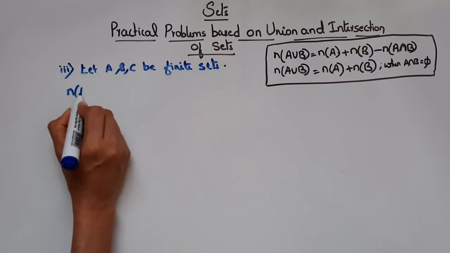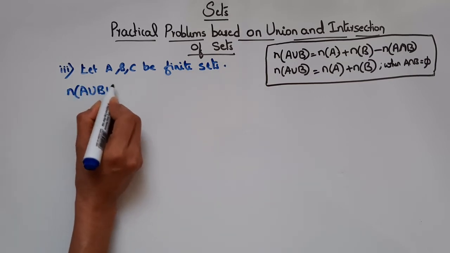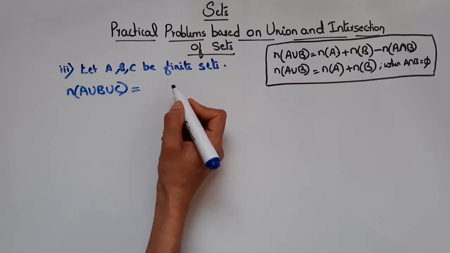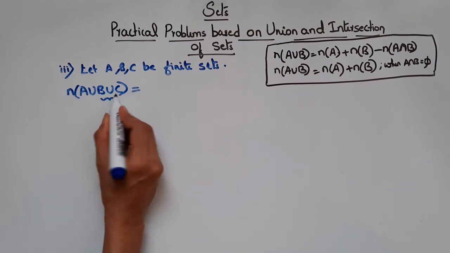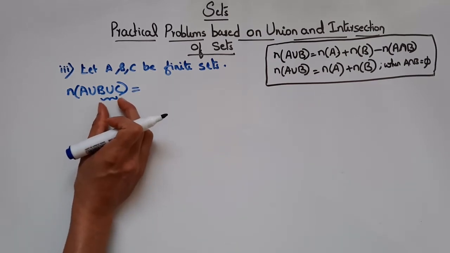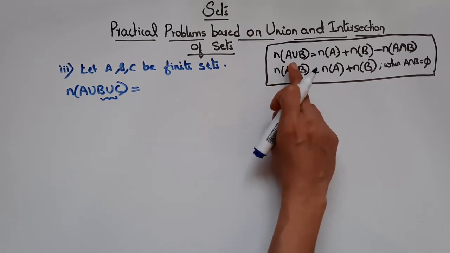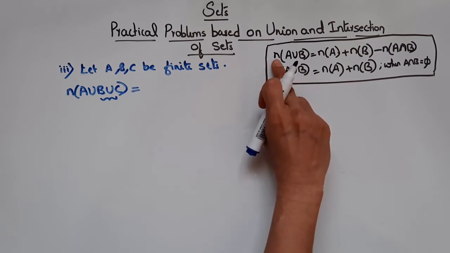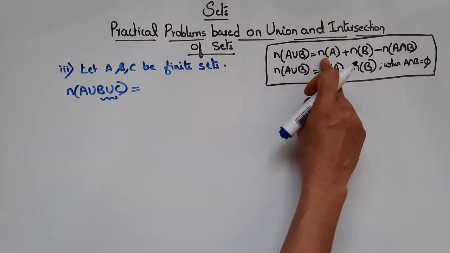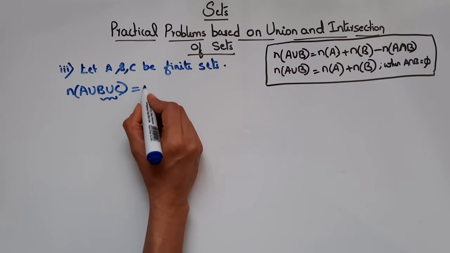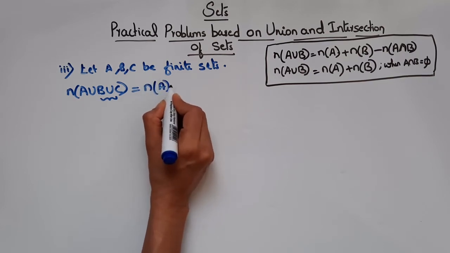Then the number of terms in A union B union C. For that, first let's take this as one element, that is one set. So we have A union B. We will put the same equation here, the number of terms in A union B. We will put this formula. So your equation will be n of A plus n of B.